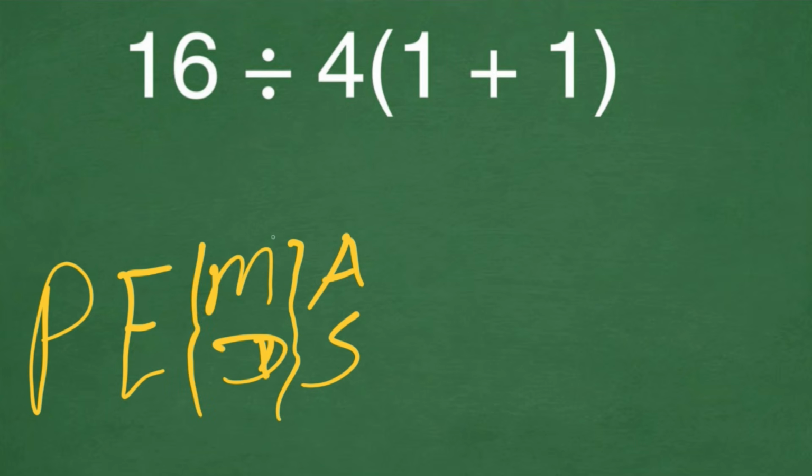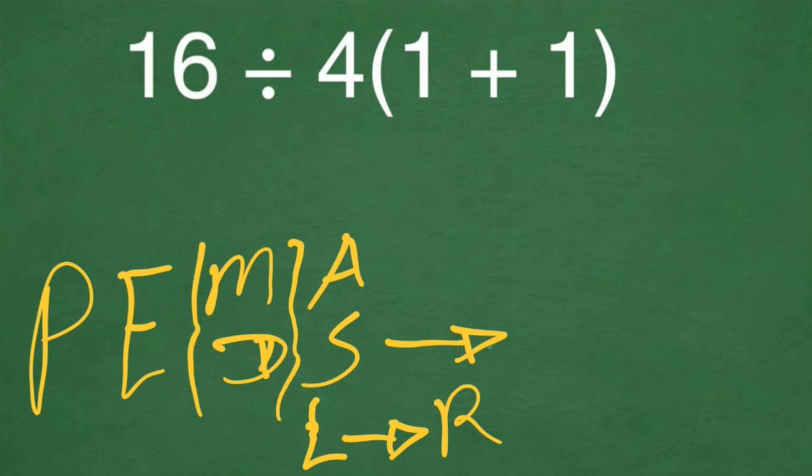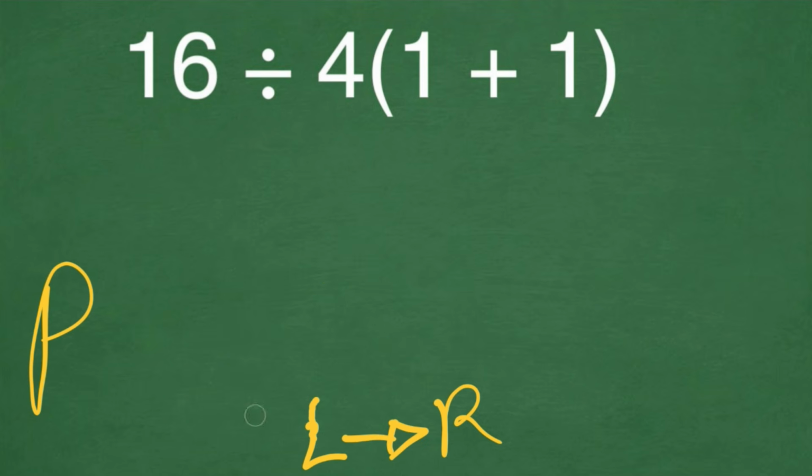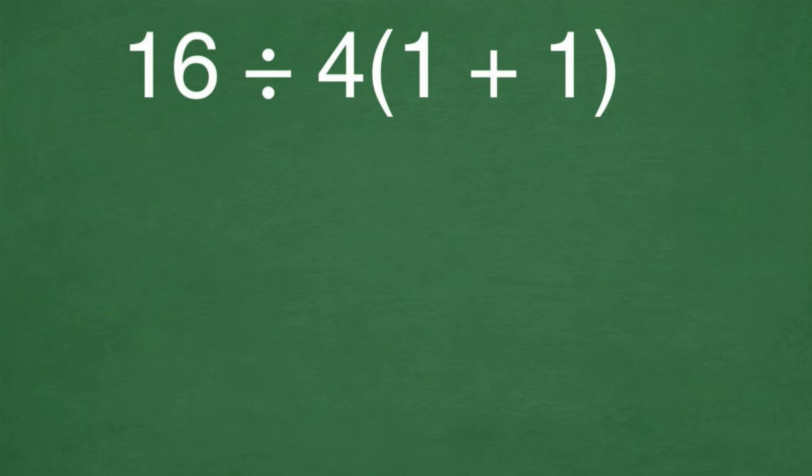So for multiplication and division, we are going to solve the problem left to right, right? That is what we are going to do, and they both have equal priority. Meaning if we encounter an equation, we have to start from the left and go solving the equation to the right, all the way to the end. So that is what we are going to do.